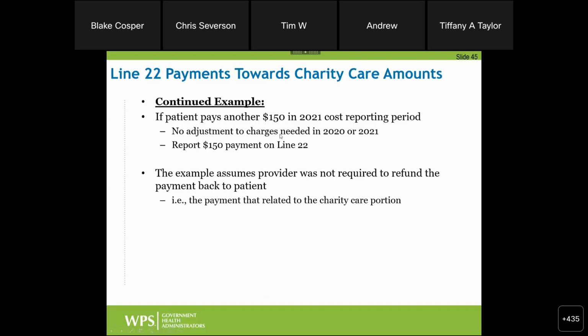There's no adjustment to charges needed in either of those years, but this $150 payment would indeed be a valid payment on line 22 because it relates to a non-patient liability that was already written off for charity care, and it was written off in a prior year. So yes, now this payment comes into play, again assuming you weren't required to refund that payment back to the patient.